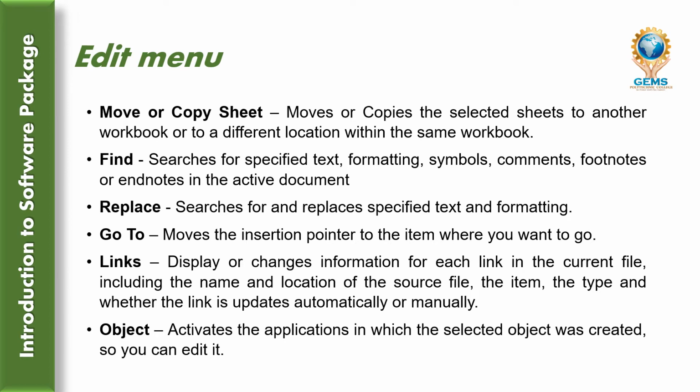And the Go To option under the Edit menu moves the insertion pointer, that means the cursor, to the item where you want to go. And the Links option under the Edit menu displays or changes information for each link in the current file, including the name and location of the source file, the item, the type, and whether the link is updated automatically or manually. And the Objects option under the Edit menu activates the application in which the selected object was created, so you can edit it.